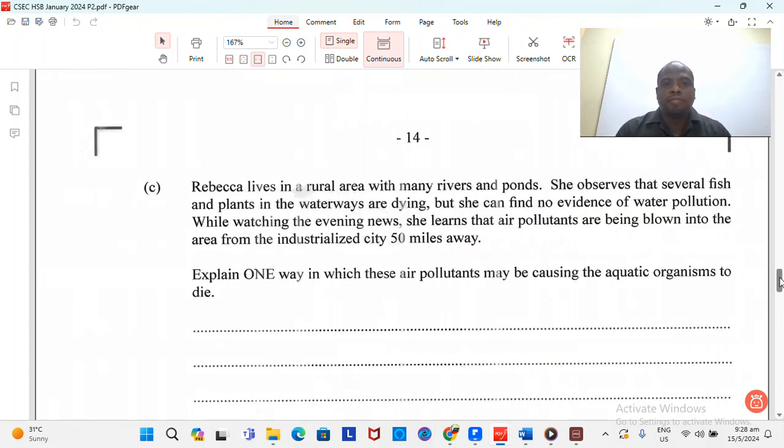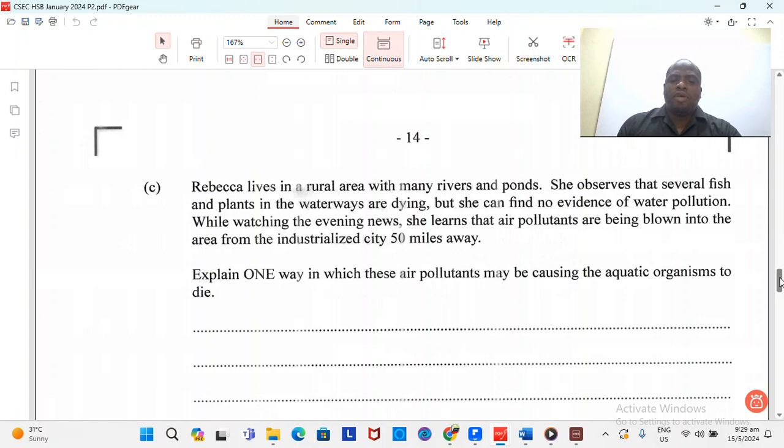So part C says Rebecca lives in a rural area with many rivers and ponds. She observes that several fish and plants in the waterways are dying, but she can find no evidence of water pollution. While watching the evening news, she learns that air pollutants are being blown into the area from the industrialized city 50 miles away. Explain one way in which these air pollutants may be causing the aquatic organisms to die.